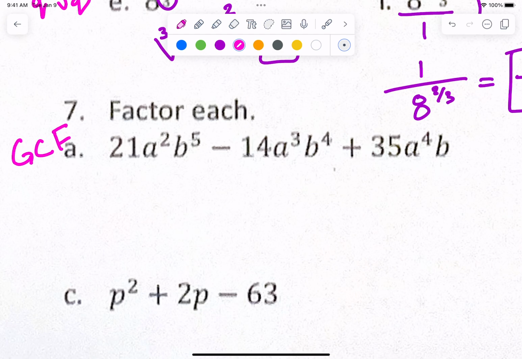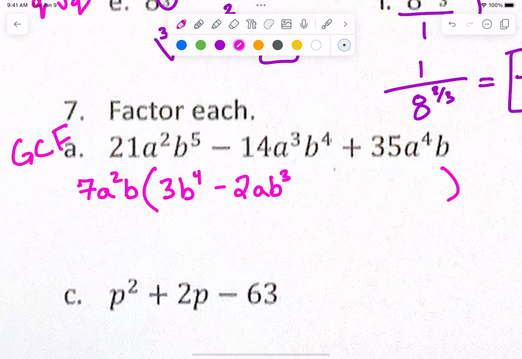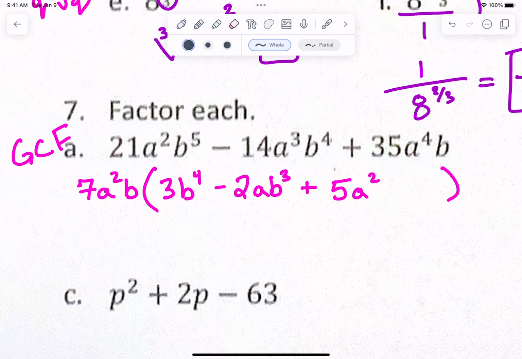Okay, we're gonna pull out. What did you say? 7. 7 and what else? A squared. A squared and A B. Do you guys understand how you get 7A squared B? Like, what's the greatest thing that I can pull out of all of those? Okay, if I take 7 out of 21, left is 3 because you're dividing. You're not subtracting, right? How many A's left? None. B's? You have 4. Minus 14 divided by 7 is 2. How many A's? A, B 3. Plus 5, A squared, and that's it. I need to move my parentheses in.